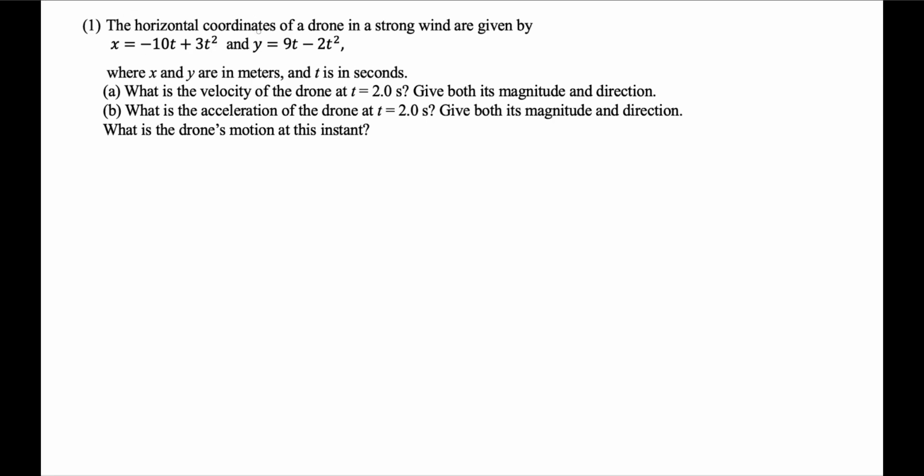The horizontal coordinates of a drone in a strong wind are given by x equals negative 10t plus 3t squared and y equals 9t minus 2t squared. Notice that we do not consider the z direction. In reality, there must be a z component for the drone to go up and down, but we do not have that. Here x and y are in meters and t is in seconds. In other words, all the quantities are in SI units.